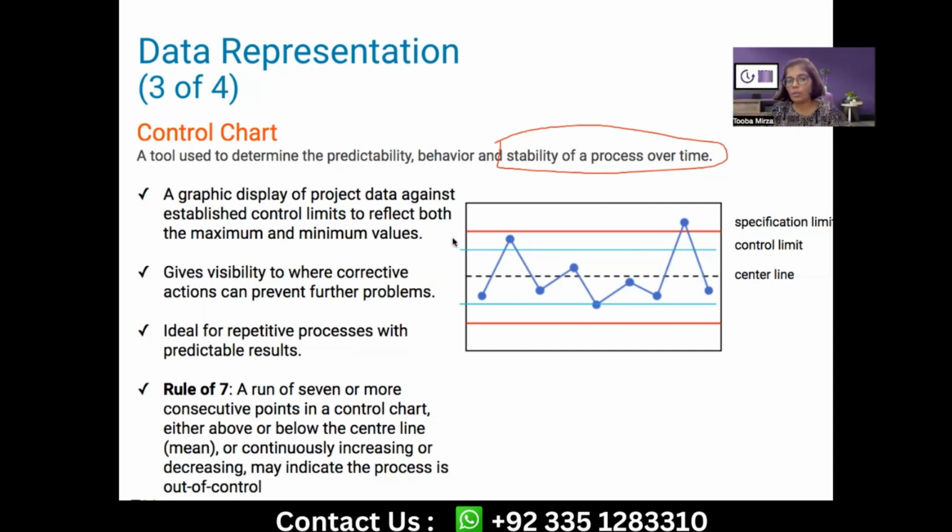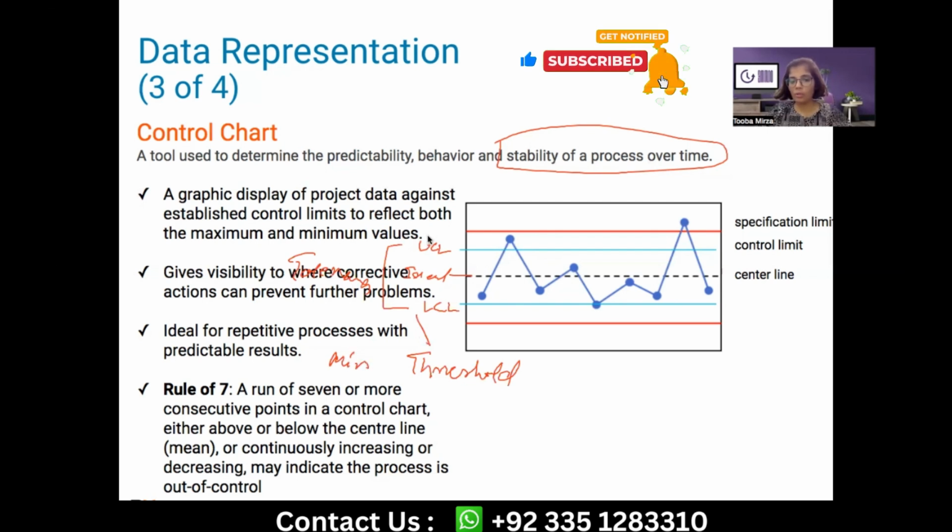The control chart looks something like this, as per the diagram. Whatever you are measuring with this control chart on the quality aspect, the ideal data point is going to be placed at the center line. There is going to be an upper control limit and a lower control limit, which is nothing but your tolerance level. And this is your threshold, like your minimum threshold. And this is your maximum.